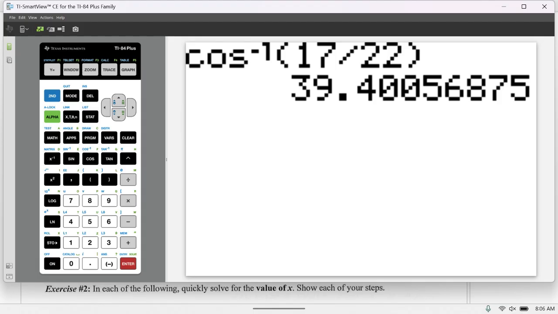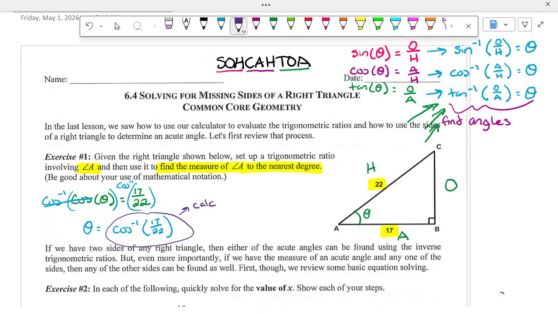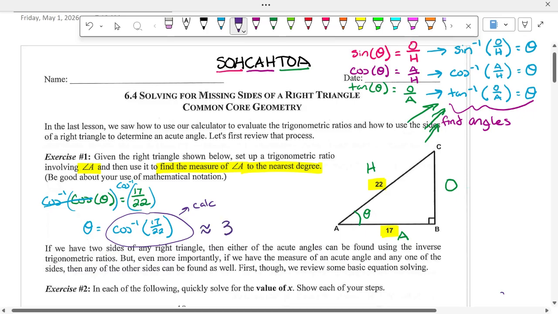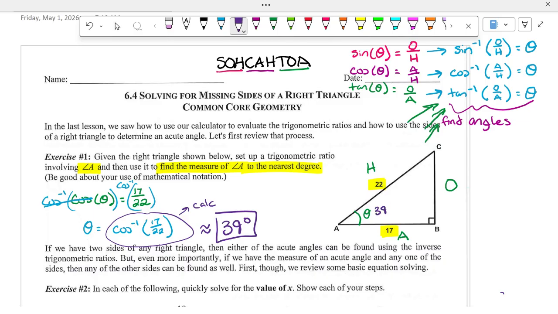So if I round to the nearest whole number, and if you did not get that answer, that means you probably have your calculator in the wrong mode. Make sure it's in degree mode. So what would that be, rounded to the nearest degree? 39 degrees. So theta is approximately 39 degrees. So that's what angle A is, 39 degrees.